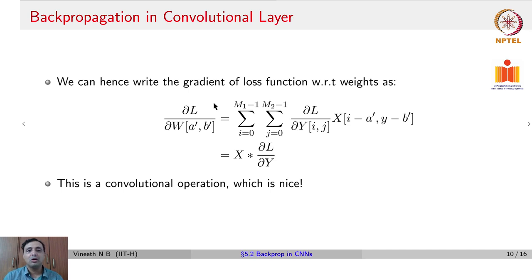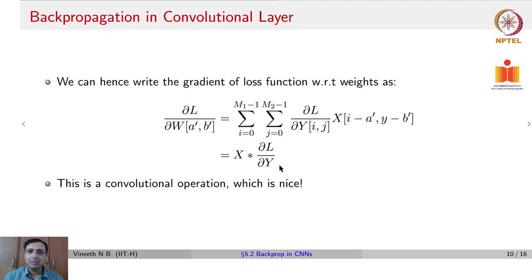We now have ∂L with respect to W at (a', b') equal to the summation over all the pixels in Y, ∂L/∂Y for every pixel in Y, times the second term which we just computed on the previous slide, which turns out to be X at (i - a', j - b'). Look carefully. This is now the convolution of X and ∂L/∂Y, which is beautiful.